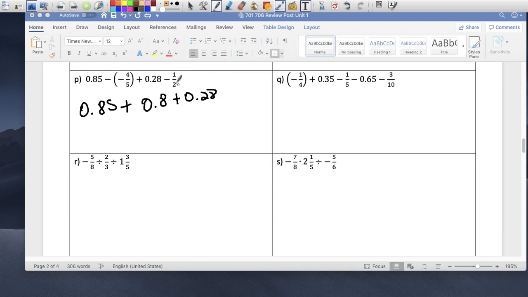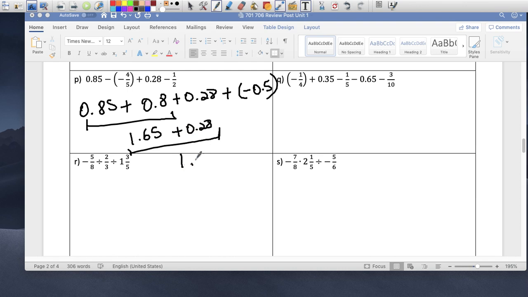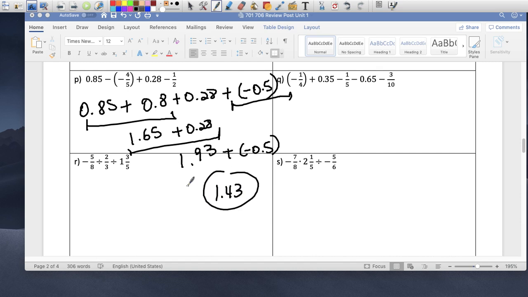And the last one, I'm going to change that subtraction to addition. And I change the half to negative 0.5. So I change everything to decimals. If I add these two, I get 1.65. And then I'm going to add the plus 0.28. And that's going to give us 1.93. And then I'm going to do plus 0.5 plus negative 0.5. There's more positives over here. So 1.93 minus 0.5 is 1.43. And that's my final answer.